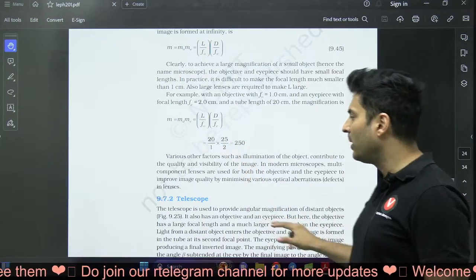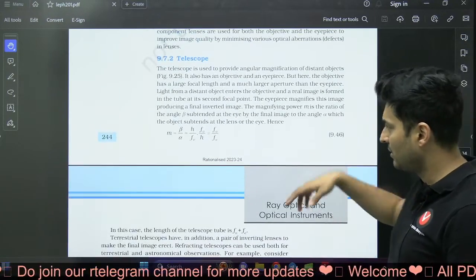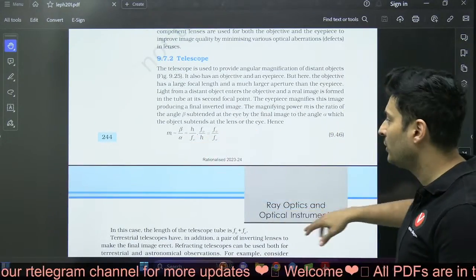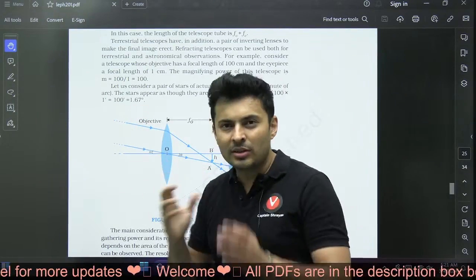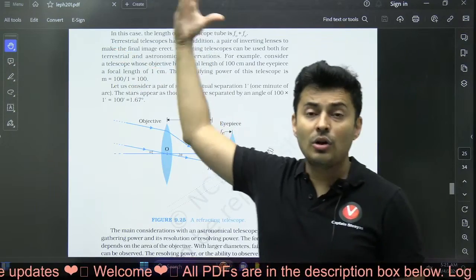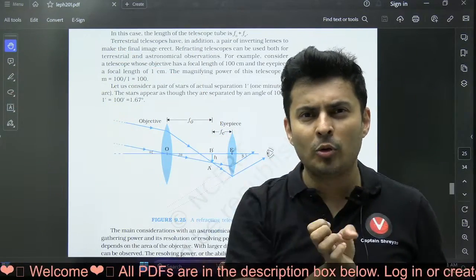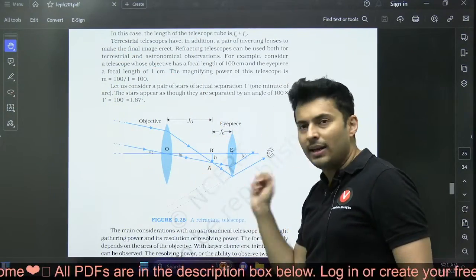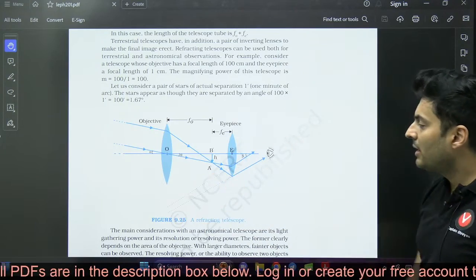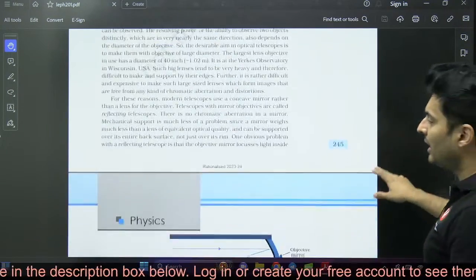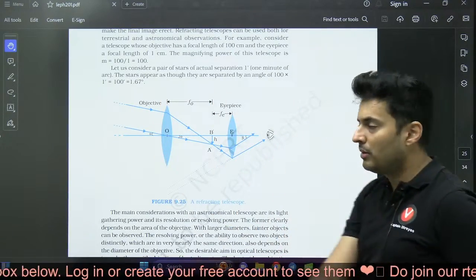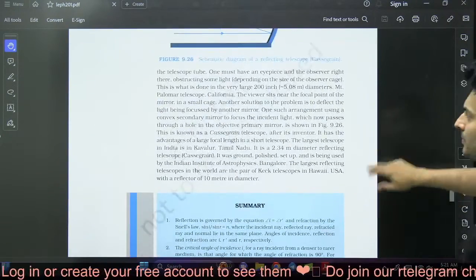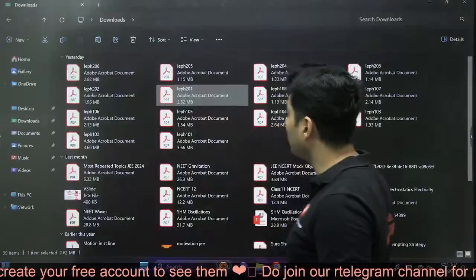That's the standard formula. For telescope, it is focal length of the objective by focal length of the eyepiece. The only difference is, for a telescope, the object is not close by, the object is very far, so the object is at infinity. So the rays are almost parallel, so they converge at the focal length, and then you again make a real image back over here. And the length of the tube is f0 plus fe. That's also a standard result. Okay, nothing more over here. Moving on.